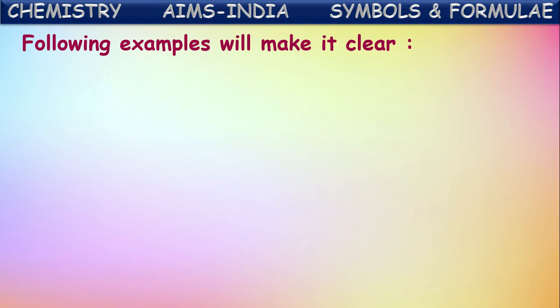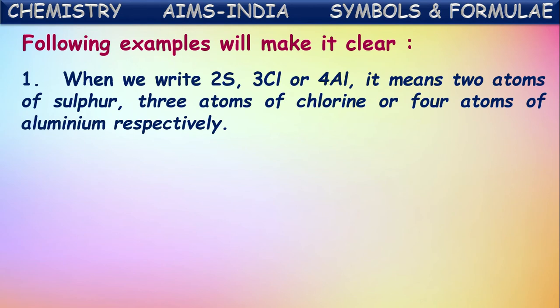Now let us see some examples to understand this formula concept. When we write 2S or 3Cl or 4Al, it means two atoms of sulfur. See here, this is a symbol representing the element sulfur. In front of this symbol, 2 is written. That represents two atoms of sulfur. And here, this represents three atoms of chlorine. In a similar way, four atoms of aluminium.